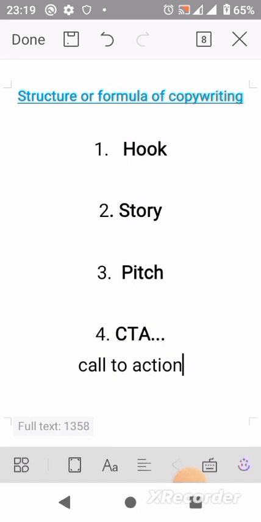And we have number 3, which is the pitch. The pitch is where you are tying your story to your product. The story you are telling, at the end of the day, you are tying it to your product.